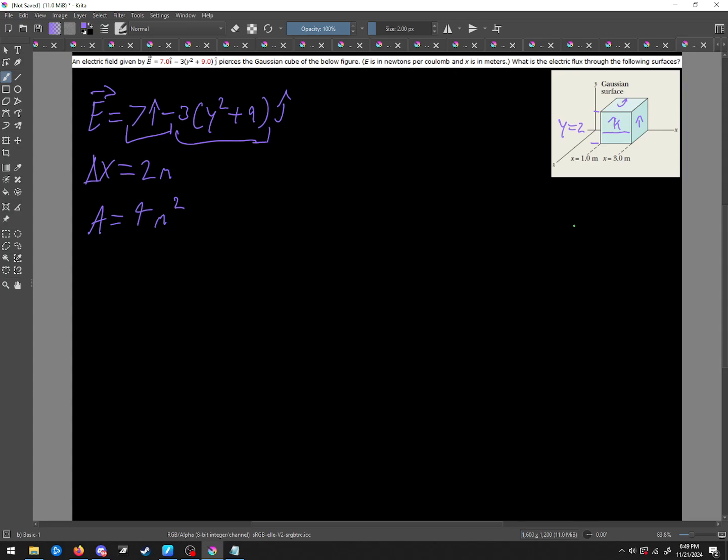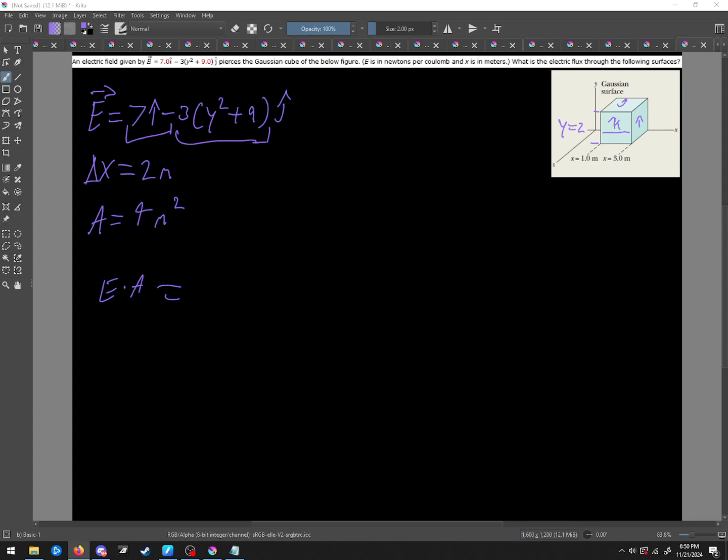All right, so we've got that. So now, E dot A equals something here. That should be how it works. E dot A. Gauss's law, E dot dA. I think it should be E dot A equals the answer.